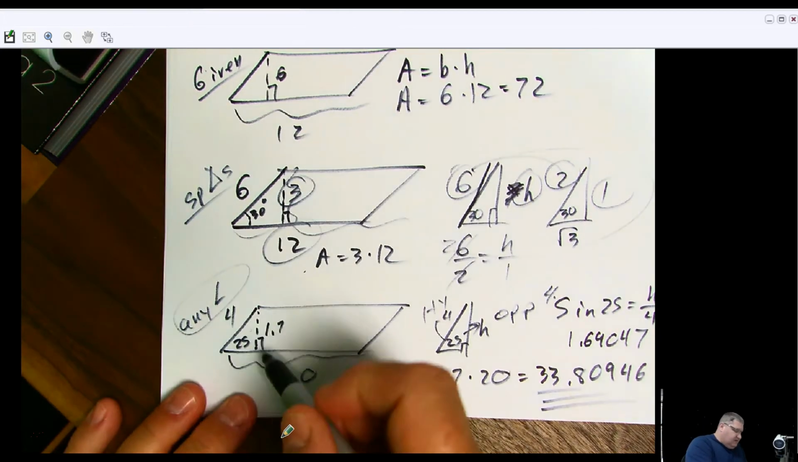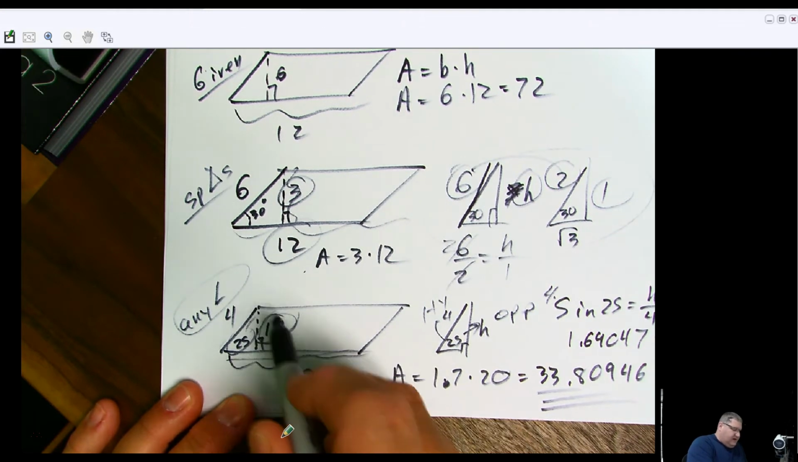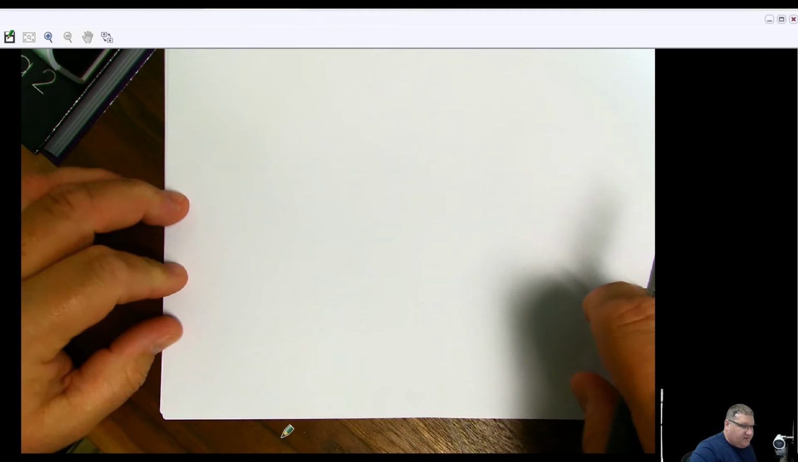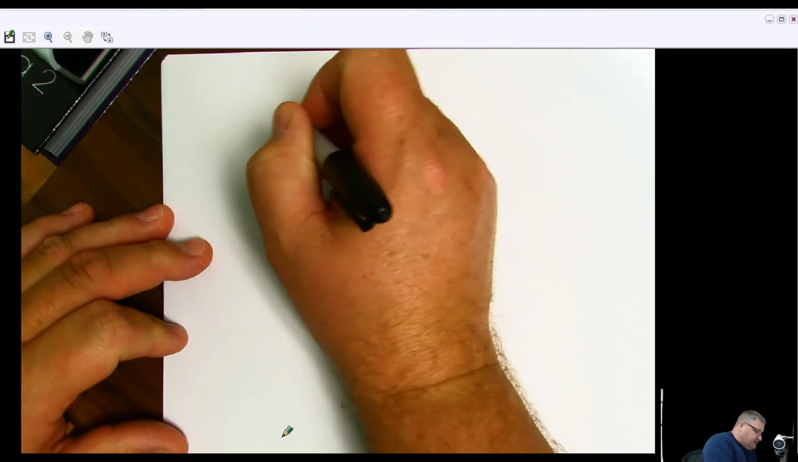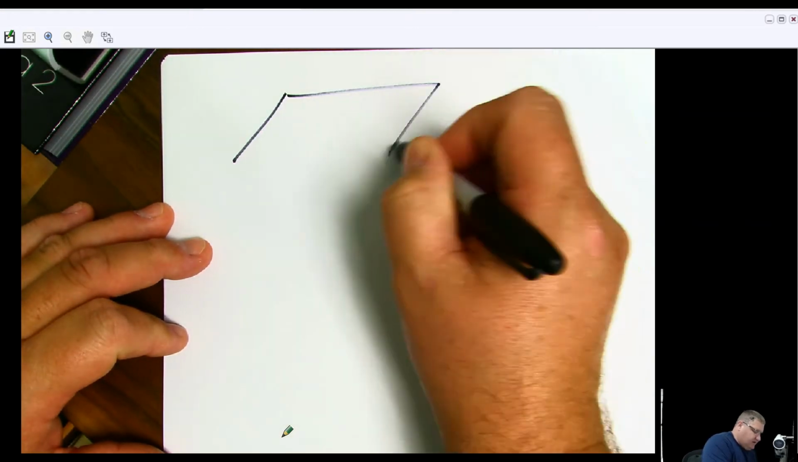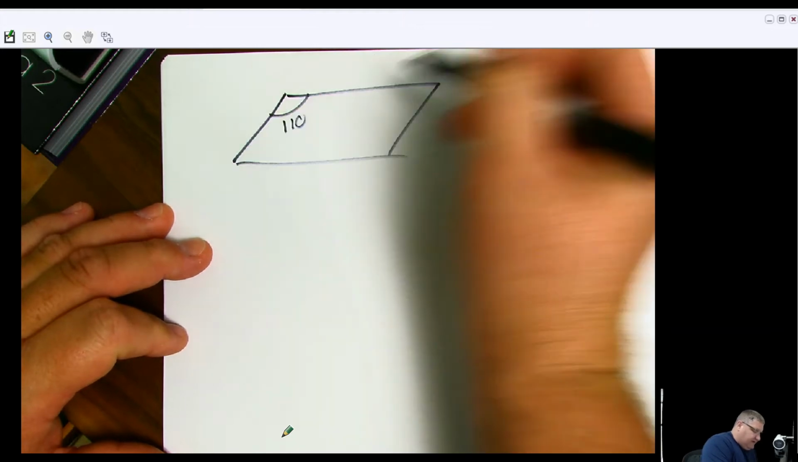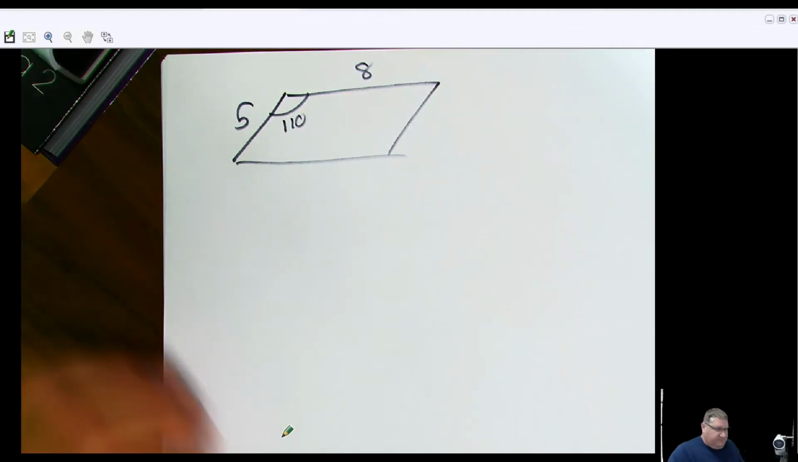So that's how we can use trig to find the height. And then I can find the height and the base, and that's the area. Same thing would happen with a lot of these. Now, let's do something like this. What if you have a parallelogram, and this is 110 degrees, that's a 5, and that's an 8.